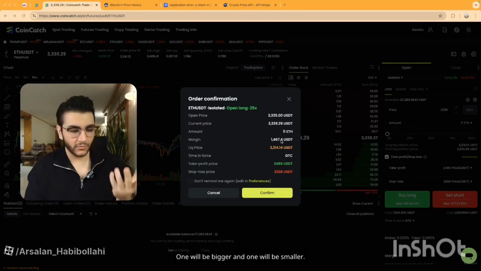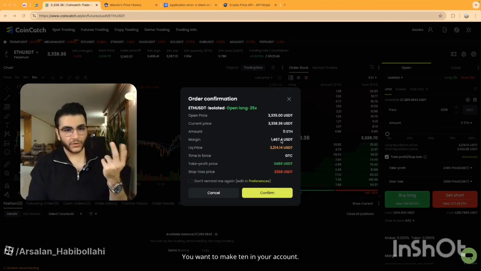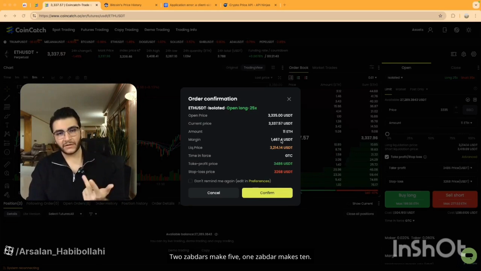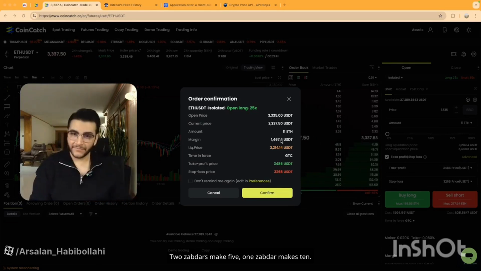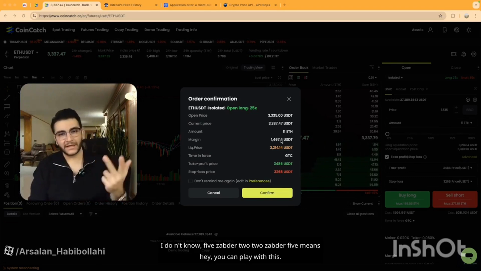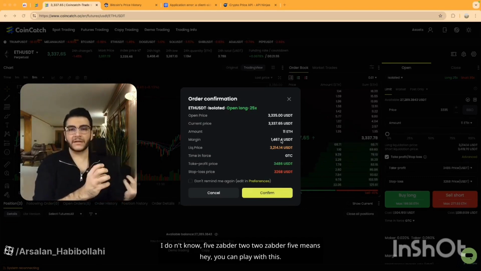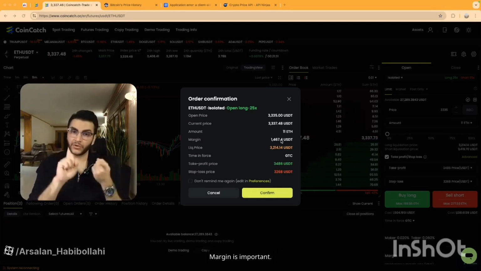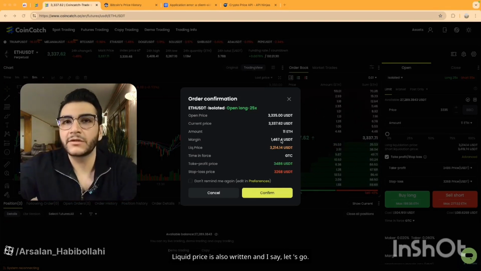One will be bigger and one will be smaller. You want to make 10 in your account. 10 times 1 becomes 10. 2 times 5 makes 10, 1 times 10 makes 10. You can play with this. Leverage is important. Margin is important. Liquidation price is also written.